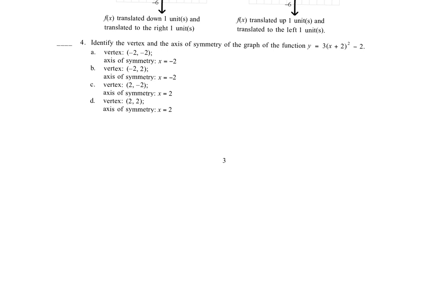Two things. First of all, the vertex is always going to be based off of these 2 numbers right here. This tells me how wide it opens and if it opens up or down. But if it's x plus 2, what direction is that going to shift it? Left 2, okay? It's always going to be opposite of the inside. So this is positive 2, it goes left 2, and if it's minus 2 at the end, it tells us it's going to go down 2. So my vertex would be at negative 2, negative 2.